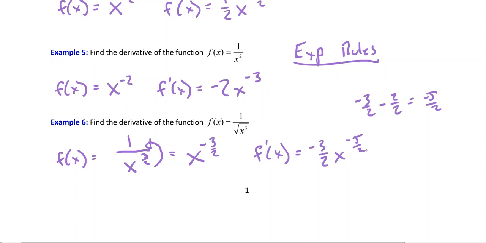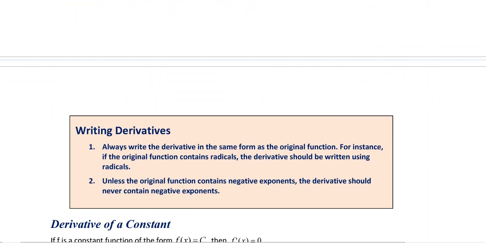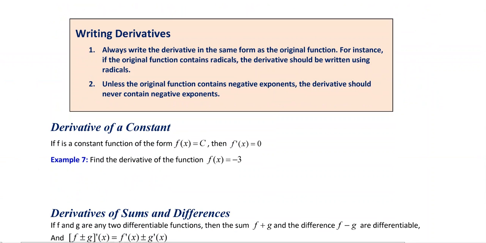And that is the power rule. Now, a general rule when writing derivatives is to always write the derivative in the same form as the original function. For instance, if its original function contains radicals, the derivative should be written using radicals. If it contains negative exponents, it would be fine to write the derivative with negative exponents. Otherwise, we would not want to leave the final answer using negative exponents, as I did in some of the previous problems. So we're going to be using these general guidelines here in some of the next problems.